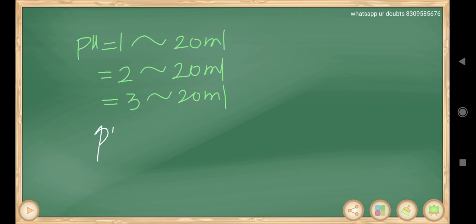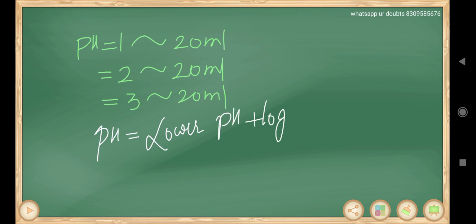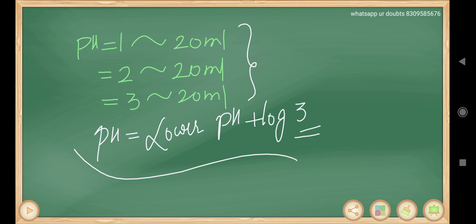The final pH is equal to lower pH plus log 3. Why log 3? Because 3 we are taking here. 1, 2, 3. 3 different solutions we are taking of different pH values of equal volumes. Then log 3. pH is equal to lower pH plus log 3 in this case.